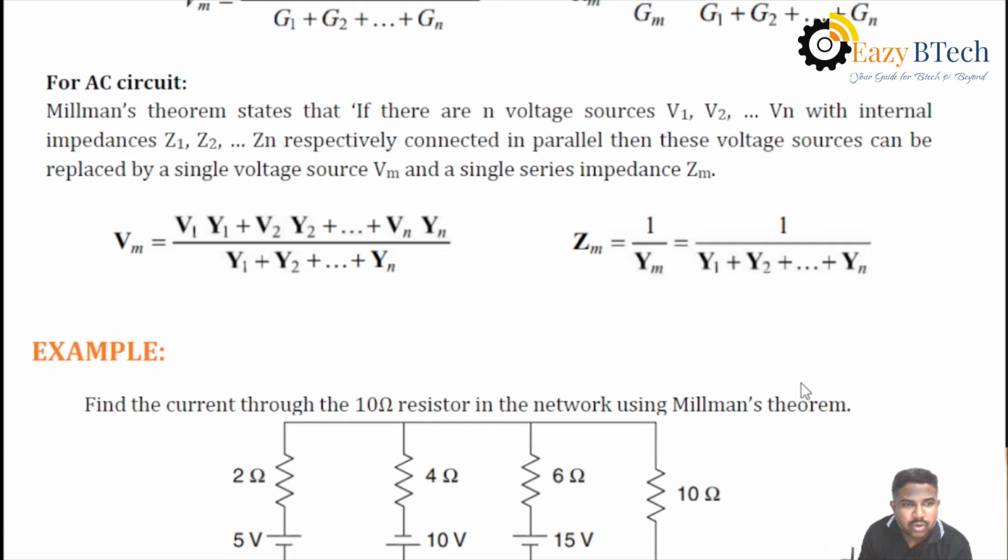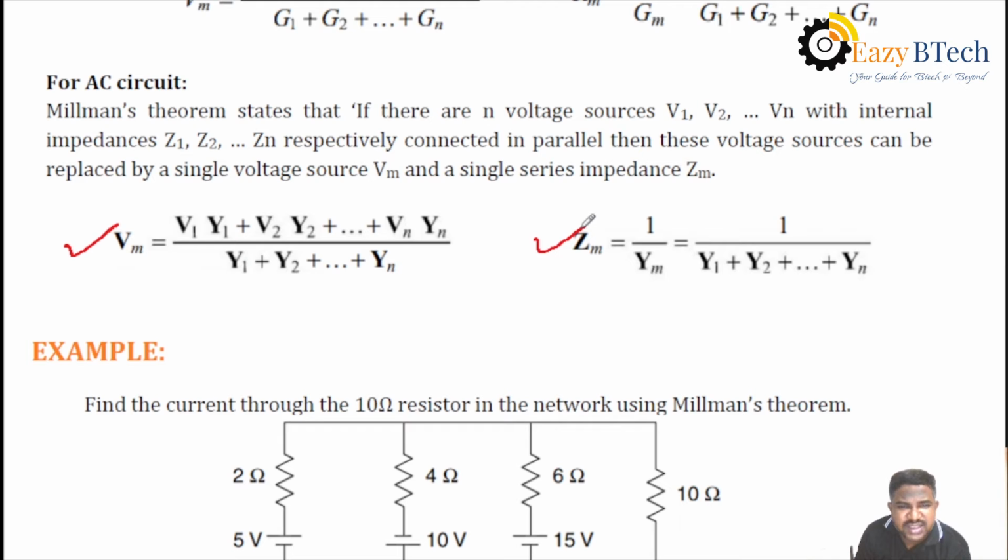That is, Vm equal to V1 Y1 plus V2 Y2 plus and so on, divided by Y1 plus Y2 plus and so on. And Millman's impedance Zm equal to 1 by Ym, that is, 1 by Y1 plus Y2 plus and so on up to Yn. Like that, you can find Millman's voltage and Millman's impedance in case of AC circuits by using the formulas. You must remember the voltage formula and resistance formula in Millman's theorem.